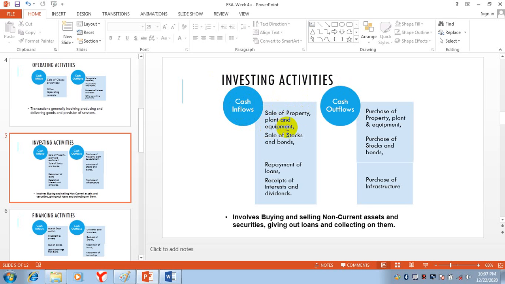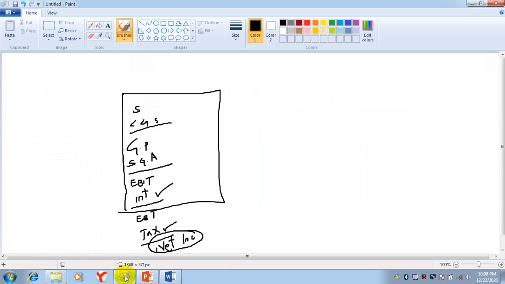When the business is selling their property, they are selling land, they are selling building, they are selling plant and equipments. So by selling something, cash is coming to the business. So that is cash inflow. Sale of stocks and bonds. Suppose they purchase stocks and bonds, and now they are selling these stocks and bonds. When they will sell stocks and bonds in the stock market, there will be a cash outflow.